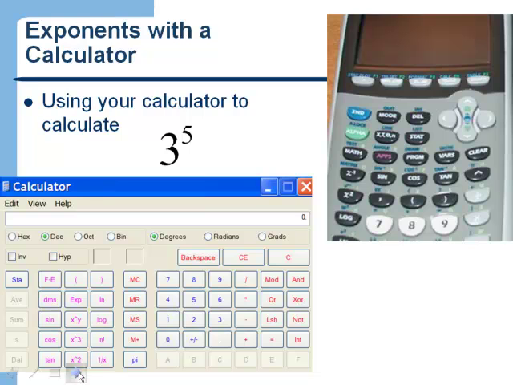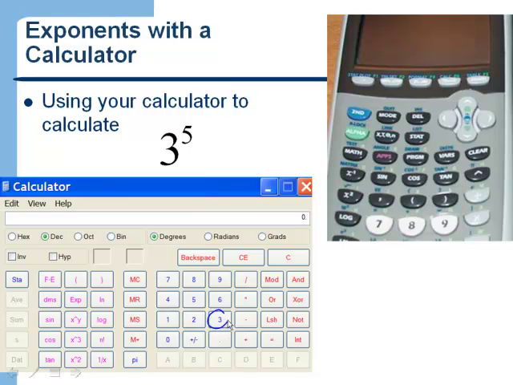Let's take a look at how to calculate an exponent with a calculator. I'm going to show you two different calculators here. First of all, how you would do this on the Windows calculator that's built into the Windows operating system. I'll also show you how to do it on a TI-83 or TI-84. If you have any different calculator, I can show you how to do it when we talk about this in class. So here's how I would do it with a Windows calculator.